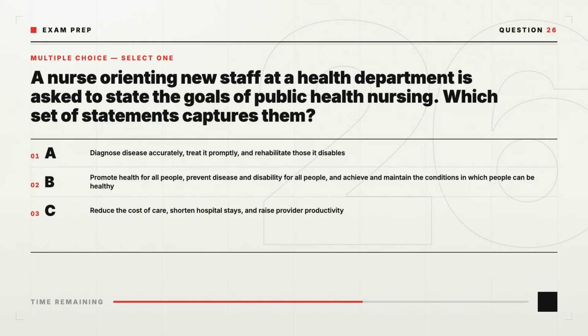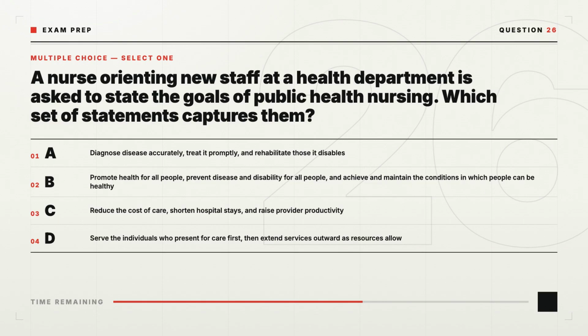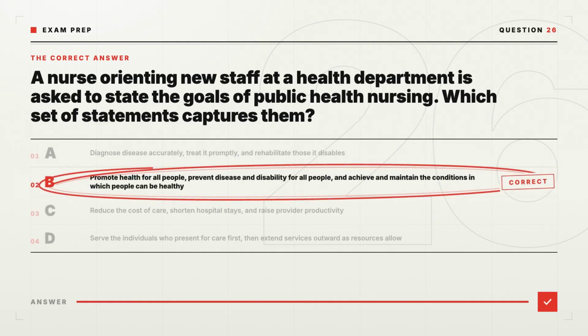C. Reduce the cost of care, shorten hospital stays, and raise provider productivity. D. Serve the individuals who present for care first, then extend services outward as resources allow. Take a second. Which answer would you pick? The correct answer is B.